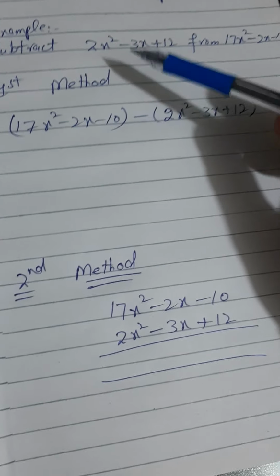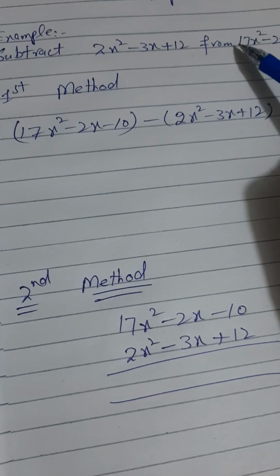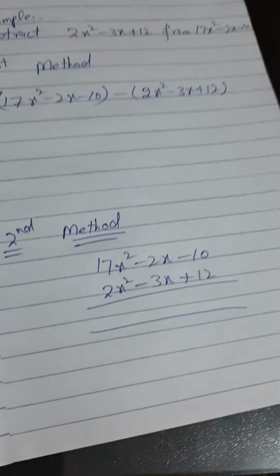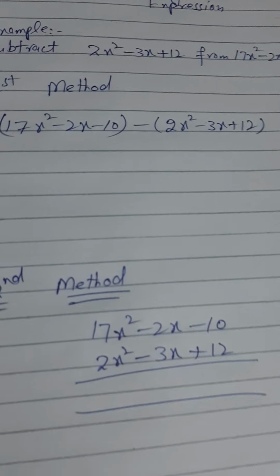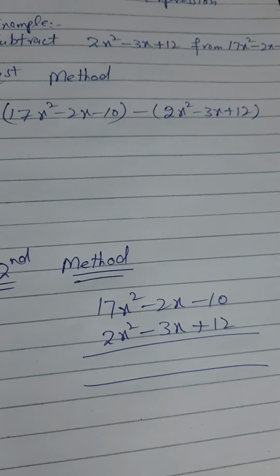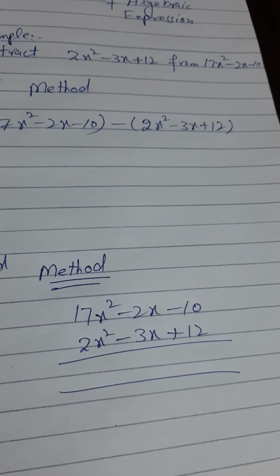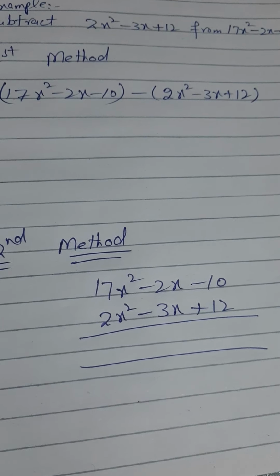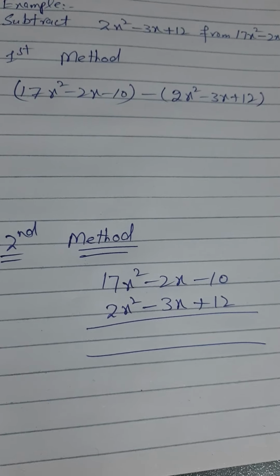For example, we have two algebraic expressions, 2x square minus 3x plus 12 and 17x square minus 2x minus 10. In subtraction you have to remember every time from which expression you are going to subtract. If you read this statement, it's subtract 2x square minus 3x plus 12 from 17x square minus 2x minus 10. So you are going to subtract from 17x square.